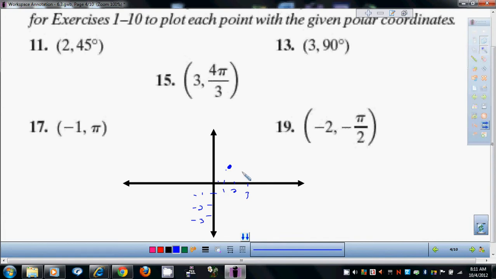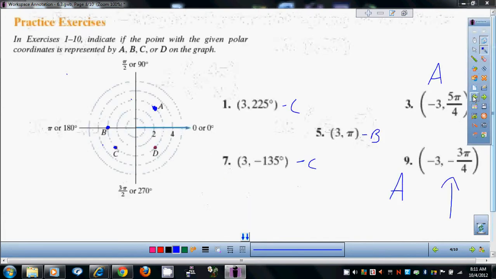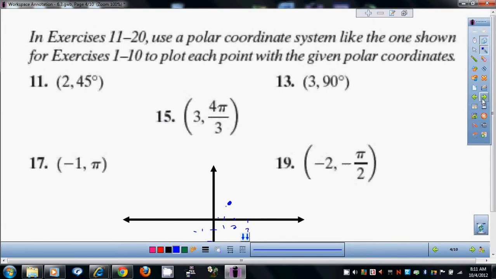That's why when the book does it, they make those circular so that it's easier for you to see where you're going to be. But when you're drawing it, that's kind of hard to duplicate. So just remember, when you swing a polar coordinate, it will not line up perfectly with the length of the radius.